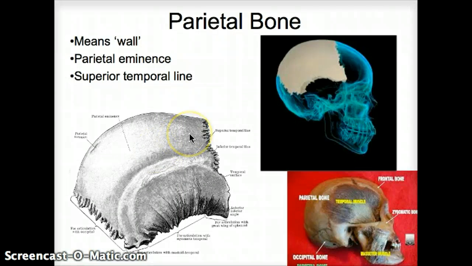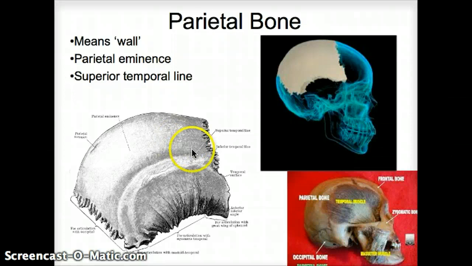Those sutures, those connections between the skull plates that are surrounding the parietal bone, need to be soft enough that the parietal bone can be squeezed a little bit as the baby's born. So the parietal eminence is the widest portion of the skull.